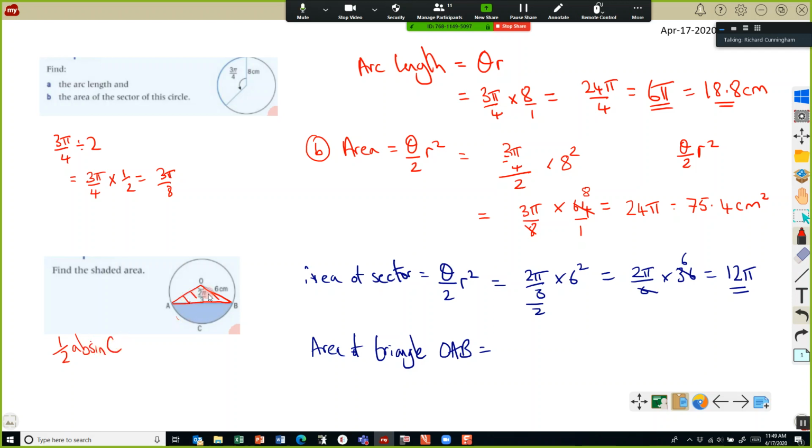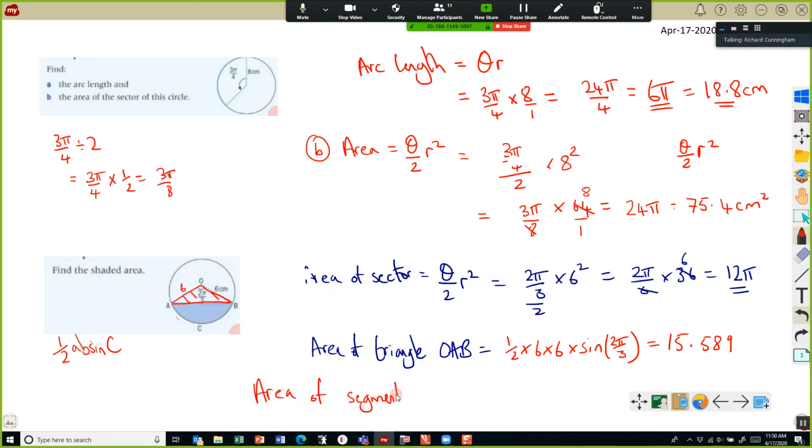So this is where all this stuff is going to come in now. We've got half of the two sides times sine of the angle in between. We can work out what that is. And you have to make sure if you're putting this into the calculator that your calculator is in degrees, okay? So we get 15.589.